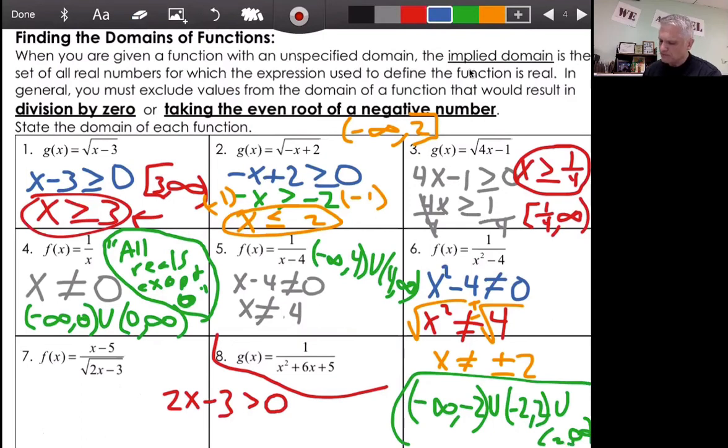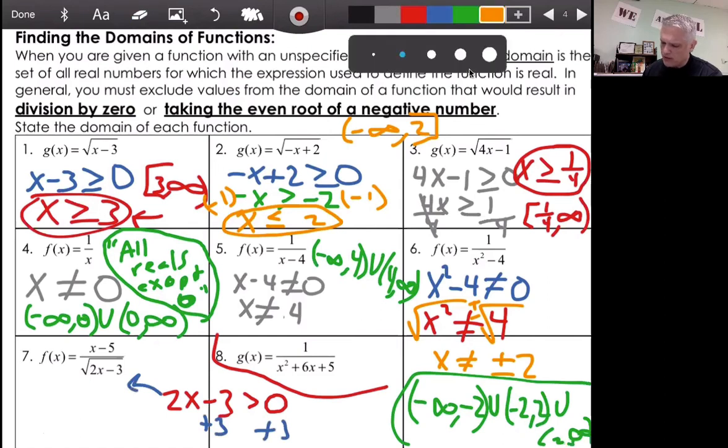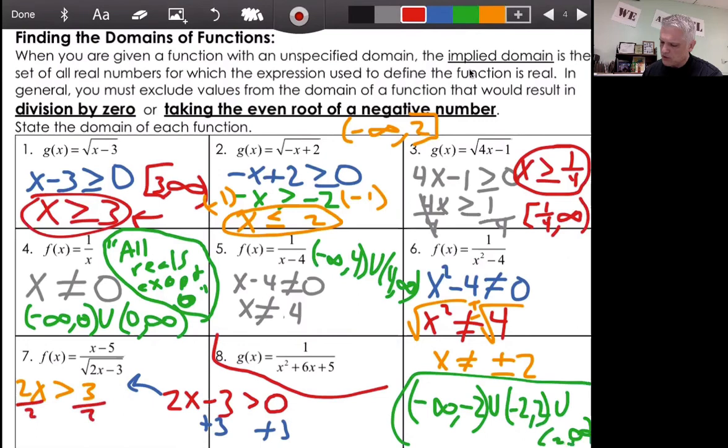Okay? So I'm going to add 3 to both sides. Plus 3, plus 3. I'm going to go over here and start writing now. So I've got 2x is greater than 0 plus 3, which is 3. I'm going to divide both sides by 2. So I've got x is greater than 3/2. Okay. Standard notation, I like it, good stuff. If I wanted to write that as interval notation, it would be parenthesis 3/2, comma, infinity. Okay. But I'm not going to worry about that right now.